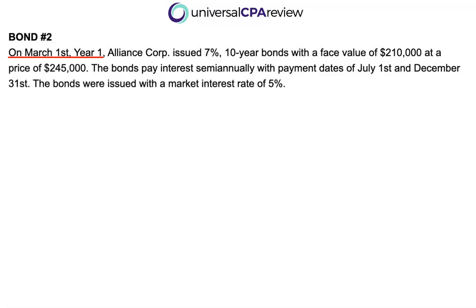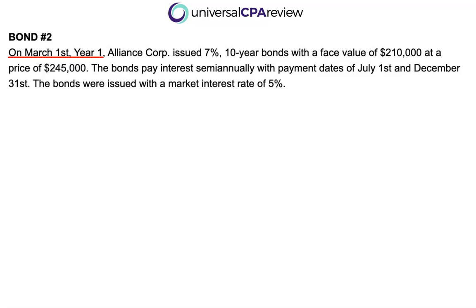All right, but we also see that the bond was issued with a 7% stated rate with a face value of $210,000 at a price of $245,000. The bond's market rate is 5%. Two reasons we know that this is issued at a premium. Well, for one, the issuance price of $245,000 is greater than the face value of $210,000.